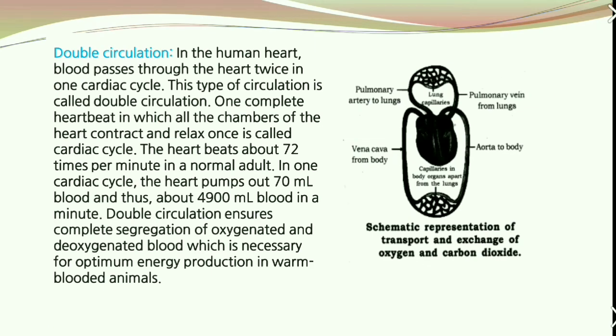One complete heartbeat in which all the chambers of the heart contract and relax once is called a cardiac cycle. The heart beats about 72 times per minute in a normal adult. In one cardiac cycle, the heart pumps out 70 ml of blood and thus about 4,900 ml of blood in a minute.